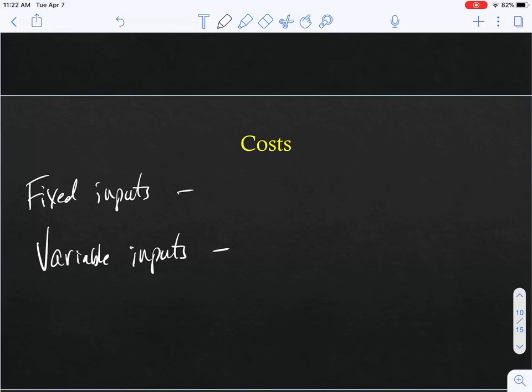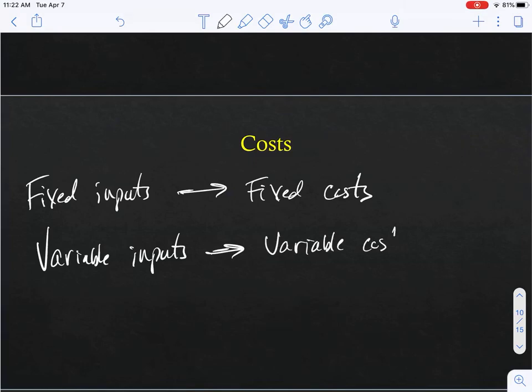Fixed inputs and variable inputs. And so this is one of the places where the vocabulary and the nomenclature in economics is awesome. Like, it's right on point. Makes a lot of sense. Do you know what we call the costs associated with fixed inputs? We call them fixed costs. And the costs associated with variable inputs, we call those variable costs. This is one place I think we did all right, in how we name stuff.